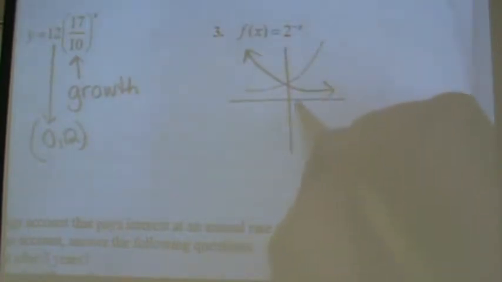Is it growth or decay? Decay. Good, it's decay. Normally if that were a positive x, it looks like this. But because it's a negative x, it's actually a reflection over the y-axis. So this is actually a decay problem. And can you tell me what the y-intercept is? (0, 1). Good job, (0, 1), right there. Okay, number 4.